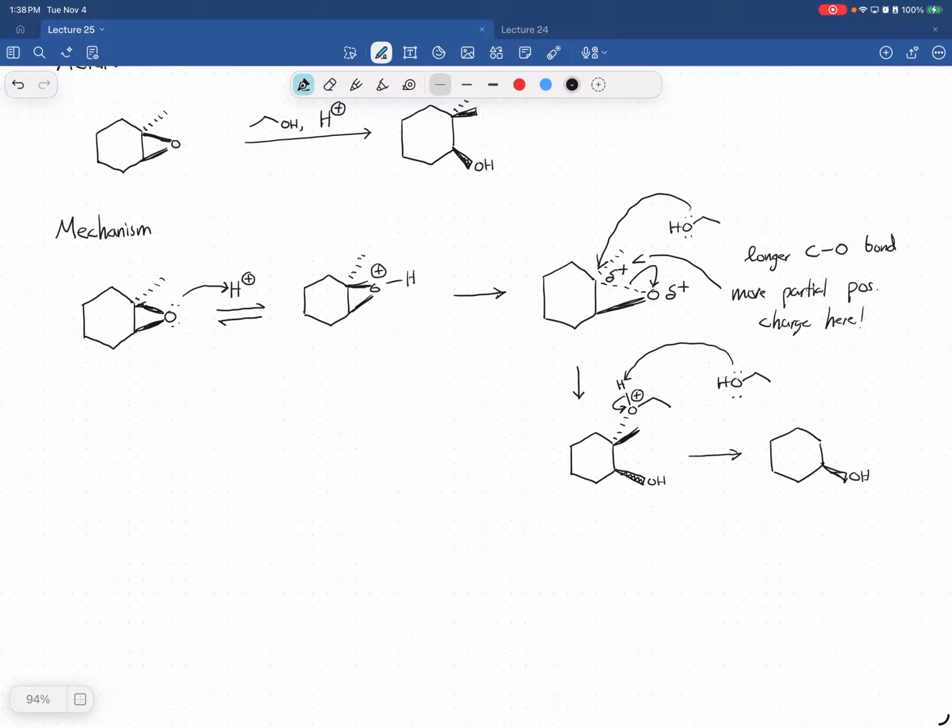Let's just put this wedge bond there. Damn it. All right.